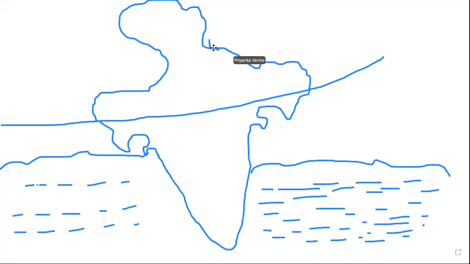Lower part of the country is having subtropical region. Correct? And the upper part is having which? Tropical. Lower part goes for subtropical and upper goes tropical for India. We have a mix of temperate and subtropical, mostly, but we are having subtropical.